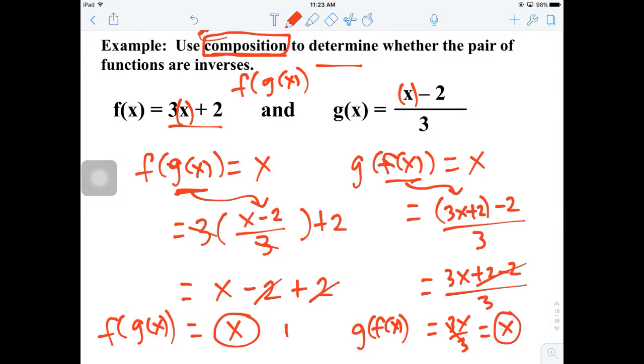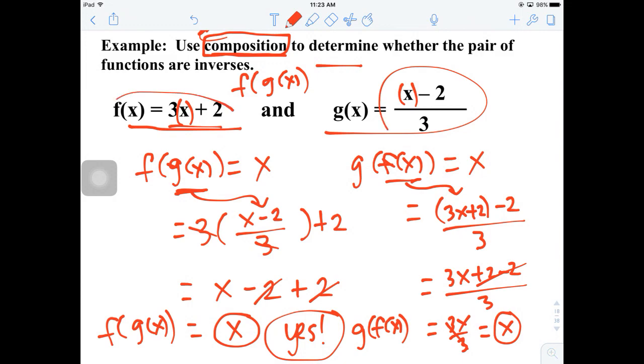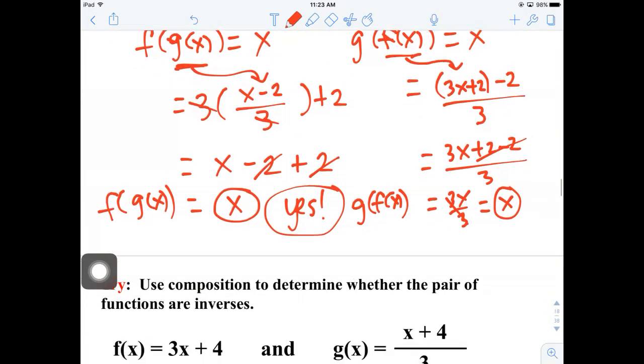So yes, we can conclude that these two functions right here, f of x and g of x, are inverses of each other. So that is how we verify if two functions are inverses of each other. And hopefully that makes sense to you. So we're going to try one more example.